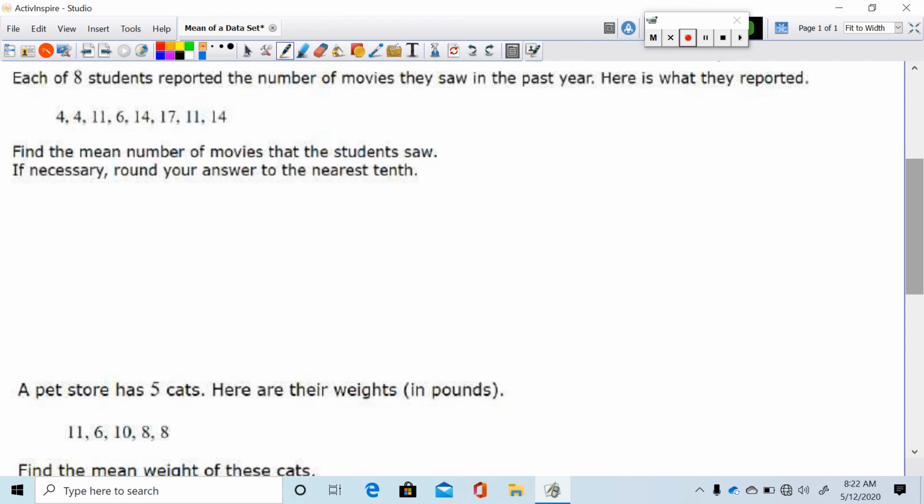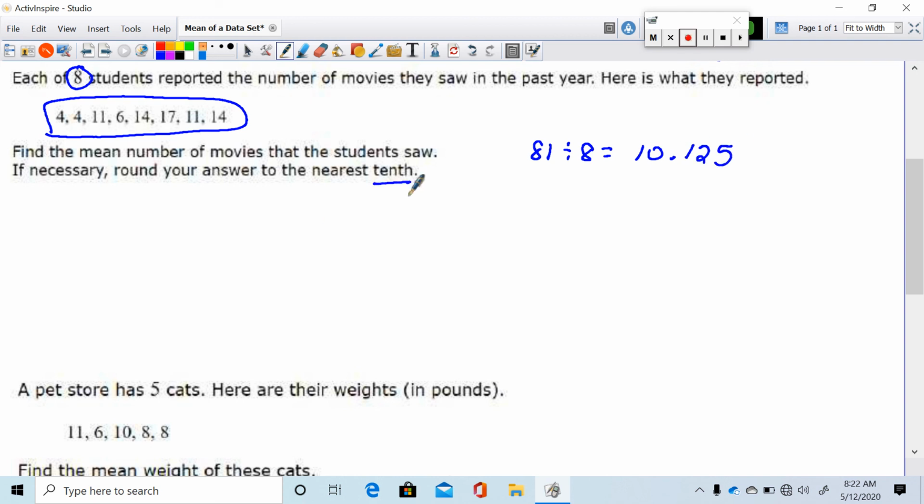Each of 8 students reported the number of movies they saw in the past year. Here's what they reported. So here are your 8 numbers. When you add those together, you get 81. And then you divide by how many numbers are on the list. So 81 divided by 8 is 10.125.